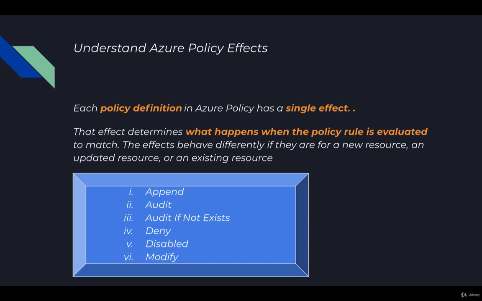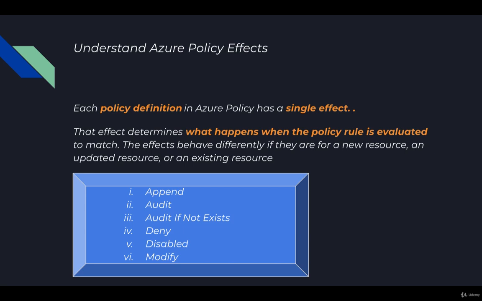Then we have audit. Audit is used to create a warning event, let's say in the activity log, when evaluating a non-compliant resource. But remember, it does not stop the request. So in that case, we can use audit. Let's say if network watcher is not enabled, then it should create an alert, like we discussed in the previous example. So these are the different options we have in case of policy effects.